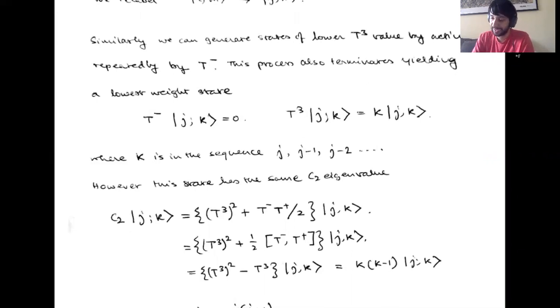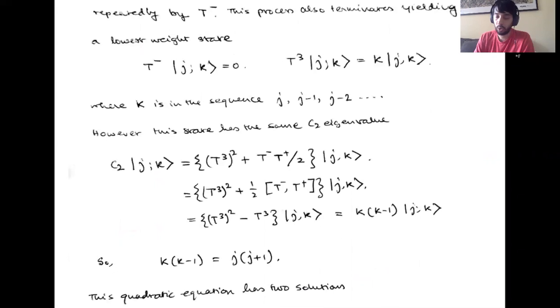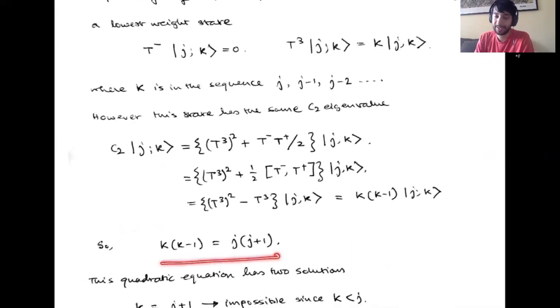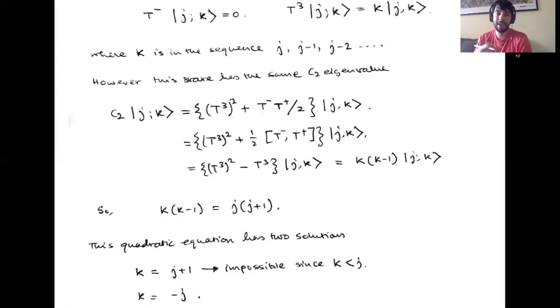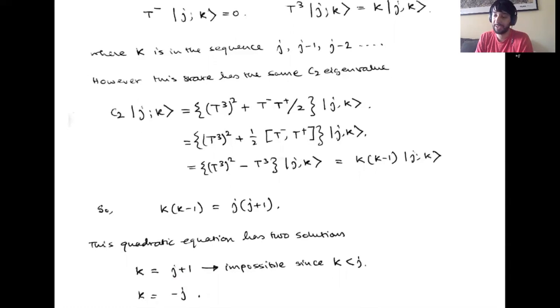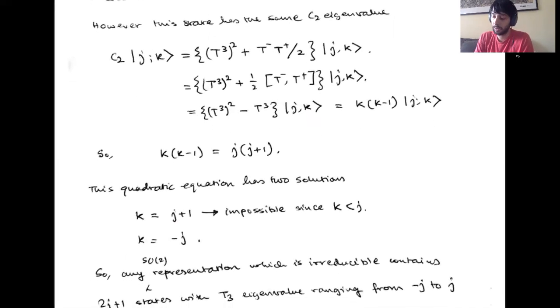If you just look at the state and figure out what C2 on this is, then it comes out to be K into K minus 1. Okay. Now what we have is K into K minus 1 has to be J into J plus 1. So this is a quadratic equation, and there are only two ways to solve this. So either K has to be J plus 1 or K has to be minus J. Now we have already said that K is less than J, so K can't be J plus 1. So what we end up with is K is minus J.